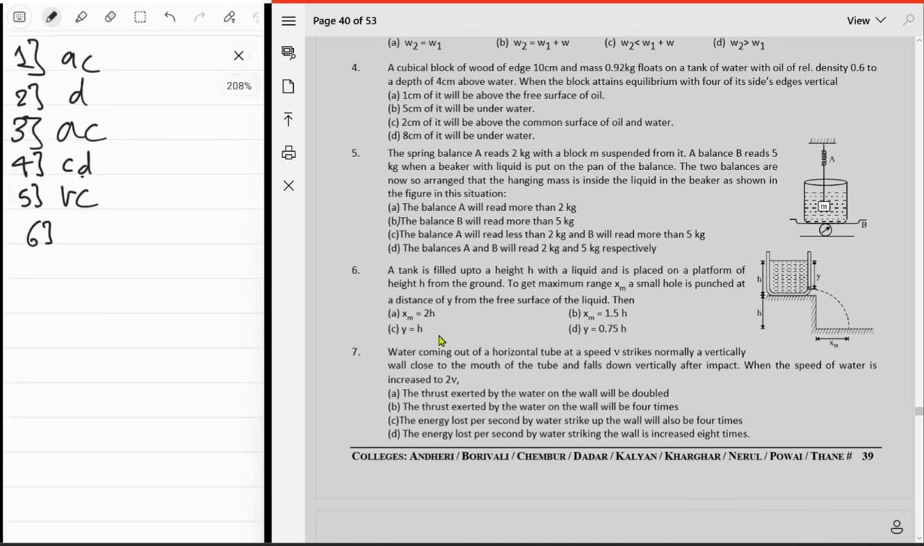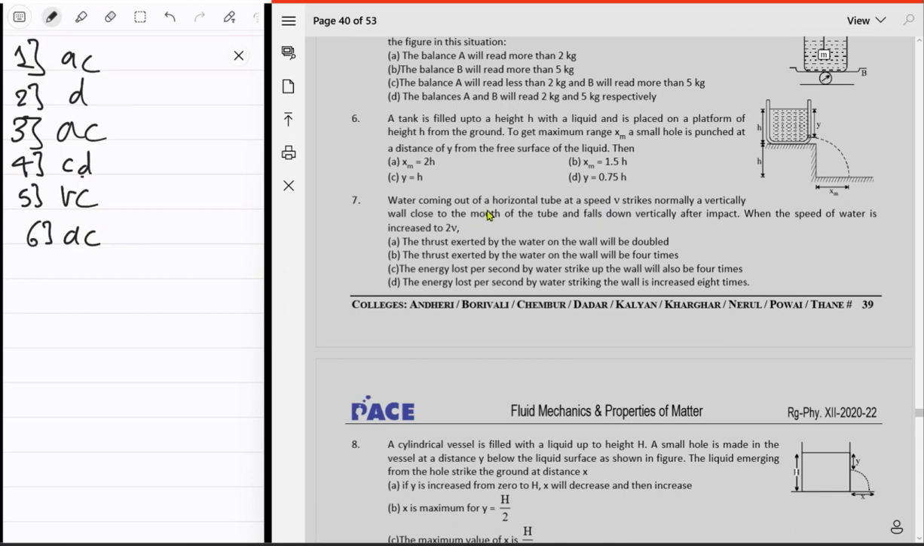Sixth: a tank is filled up to height h with a liquid and is placed on a platform at height h from the ground. To get maximum range xm, a small hole is punched at a distance y from the free surface of the liquid. Then y is equal to small h, of course, and xm is equal to 2h. Yes, A is correct, and that one is wrong. C is correct. So A and C. We have seen this 1,000 times now.